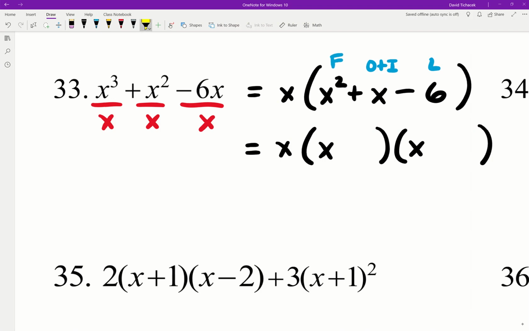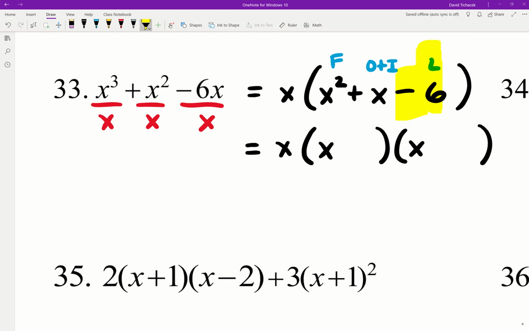Next thing I might do is look at my L part. That's going to be a -6. And so in my head, I need to think about all the different ways that I can multiply 2 integers to make a -6. I could have any combination of 1 and 6, or maybe any combination of 2 and 3, much similar to the one that we talked about on the previous side of the page here.